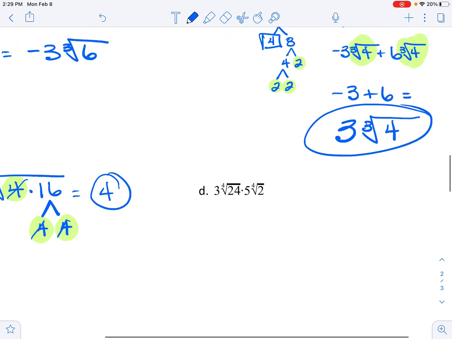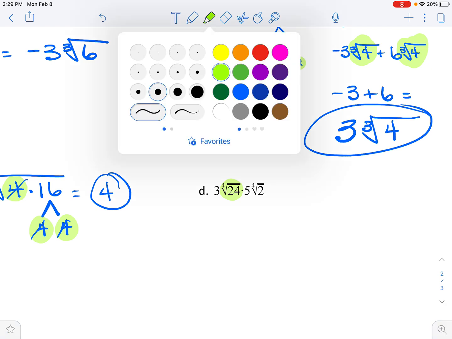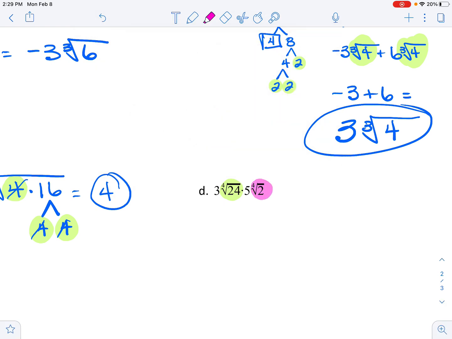Okay. The bases have to be the same. You can't say you have 3 of something and then 5 of something else and try and put them together. So we're going to put them together first, simplify it. So we have 3 times 5 is 15.